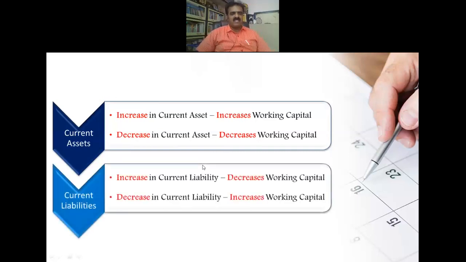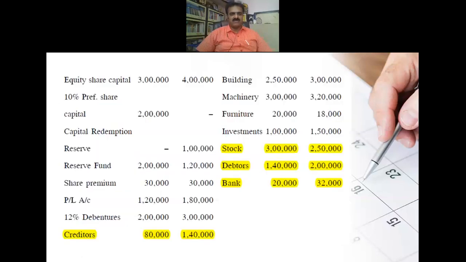That is, increase in current liability decreases working capital, decrease in current liability increases working capital. So these are the 4 rules to be followed while preparing the statement of changes in working capital. Let us solve this problem by following these rules.